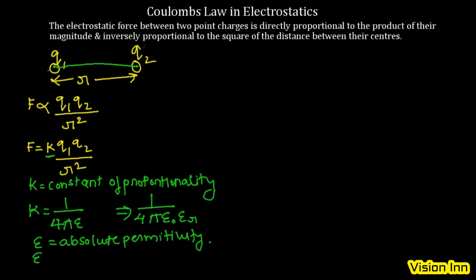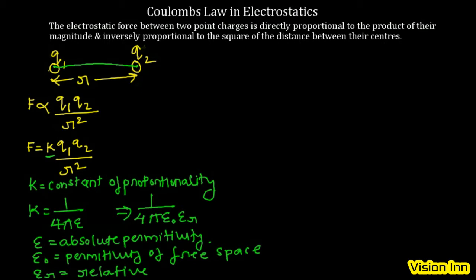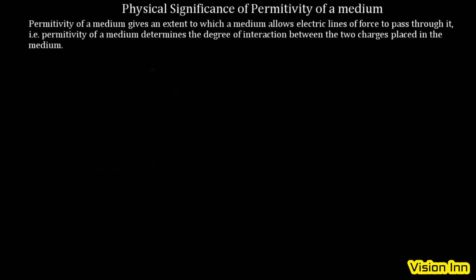Now what are these two new terms? Epsilon naught is called permittivity of free space and epsilon r is called relative permittivity. We will learn about all these terms, that is absolute permittivity, permittivity of free space and relative permittivity. In this section we will be learning about permittivity.